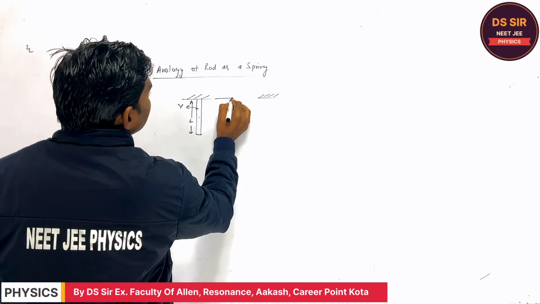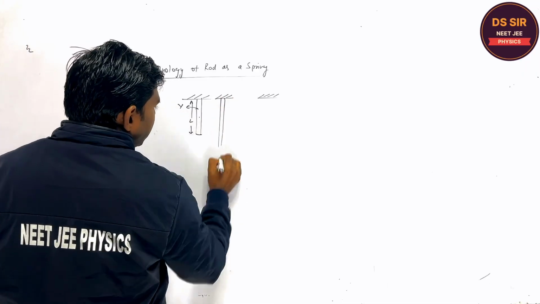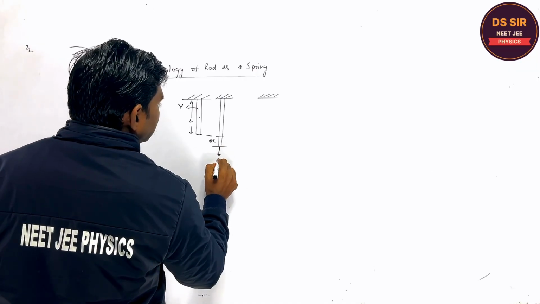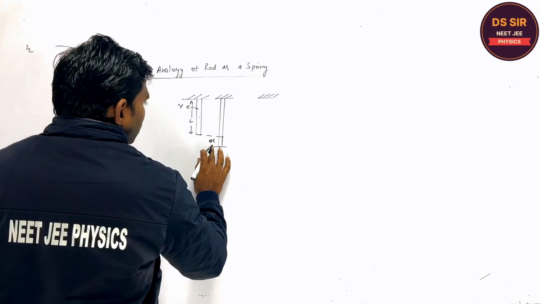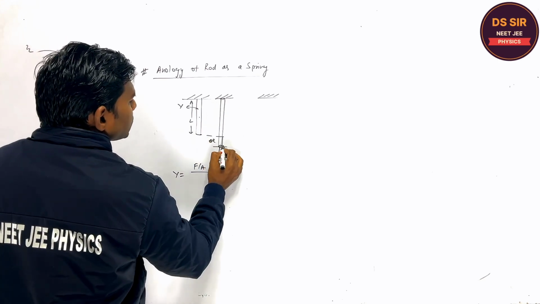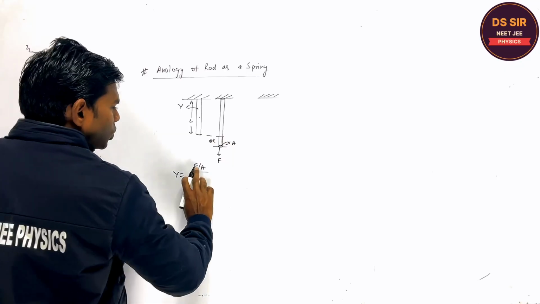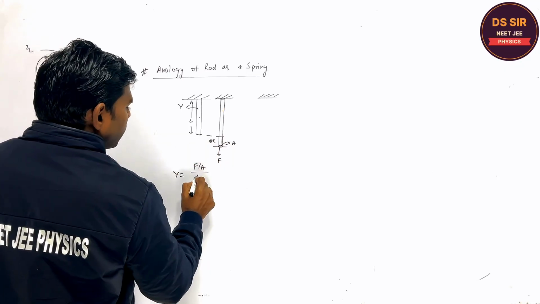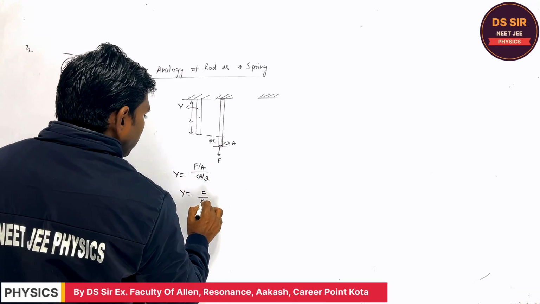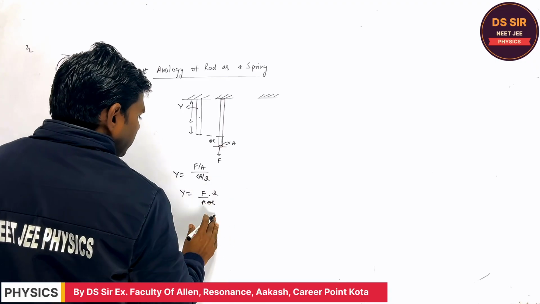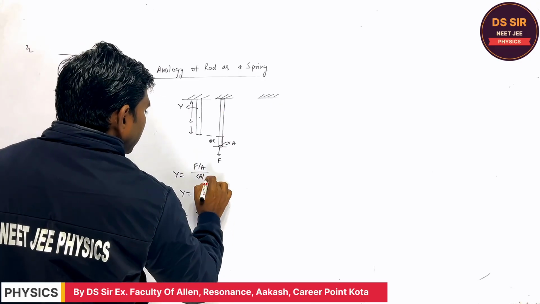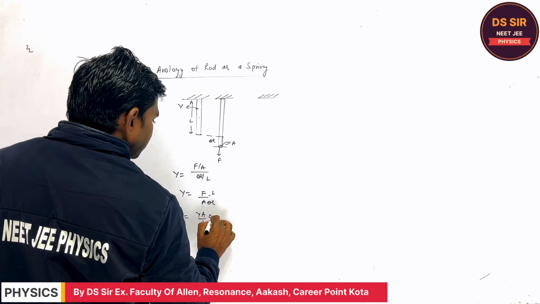When you apply a force, what will happen? There will be some elongation in the spring when you apply some force. So if the Young's modulus is Y, and the area of cross section is A, then stress upon strain is the Young's modulus. What is the strain? Delta L upon L. So it may be written as F upon A, delta L upon L. So F is equal to YA upon L into delta L. Is it clear or not?